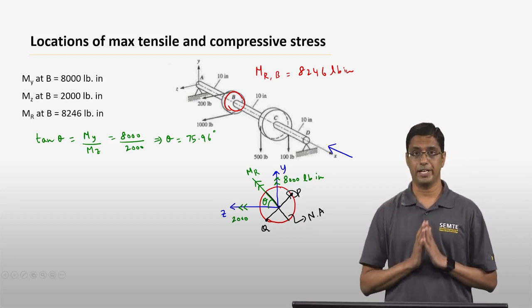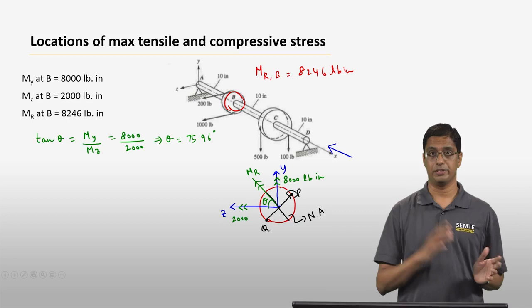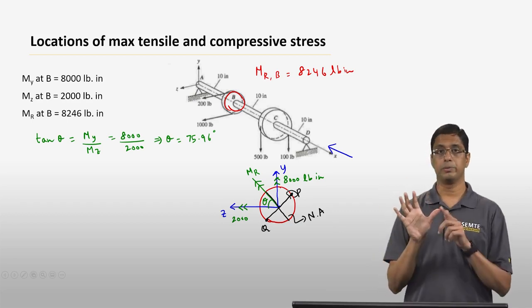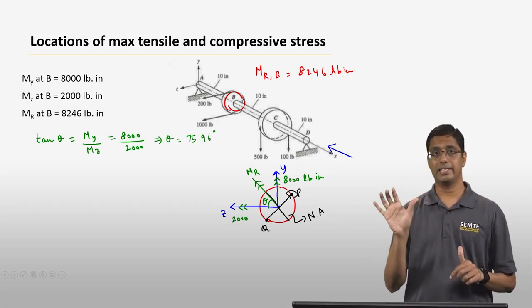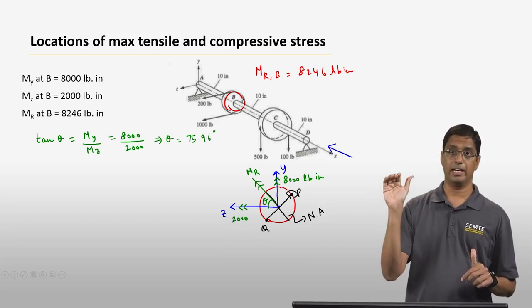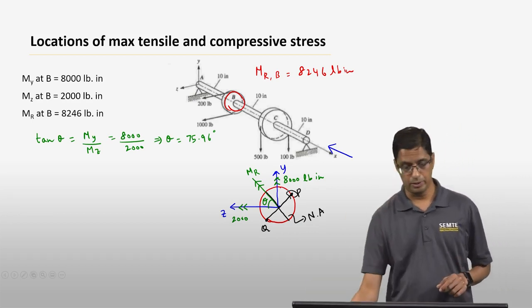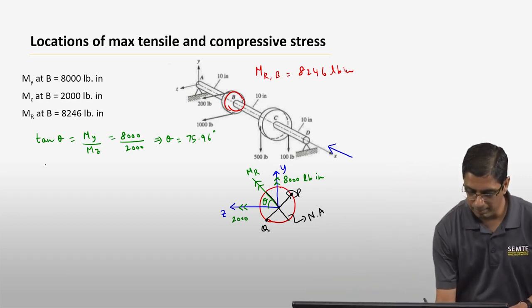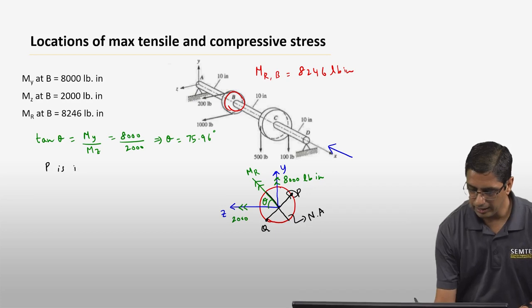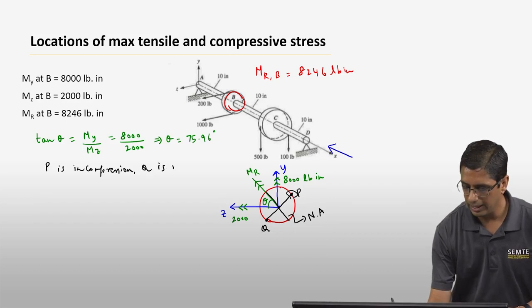That is how you figure out which point is going to be under compression and which point is going to be under tension. So again, I repeat it. You put your right thumb in the direction of MR and then curl your fingers. Whichever point you are going to push into, that point is going to be under compression. So in this case, you essentially have P in compression and Q in tension.